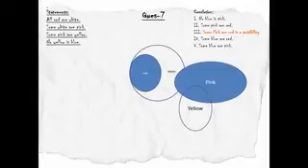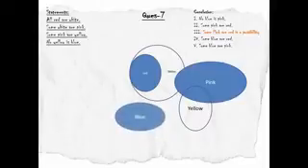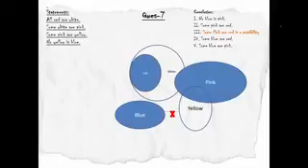Now the last statement is no yellow is blue. So we draw blue such that no part of yellow is blue. We draw blue separately, not overlapping, because no portion of yellow is blue. So we'll give a restriction symbol here. Let us see the conclusions one by one.